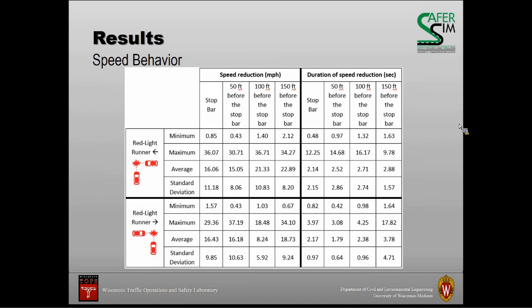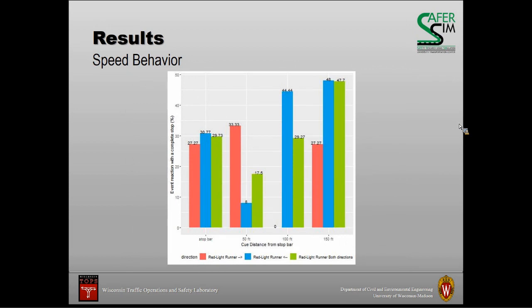Also, this is for each direction of travel, and it's consistent with the previous results. Some drivers did come to a complete stop, and as you can see, around 30% at the stop bar, 17% at the 50 feet warning activation, 30% at the 100 feet, and 50% at the 150 feet. Now, because we don't want our drivers to come to a complete stop and cause rear-end crashes in this case, we can easily say that it's safer to have the warning message activated at the 50 or 100 feet.